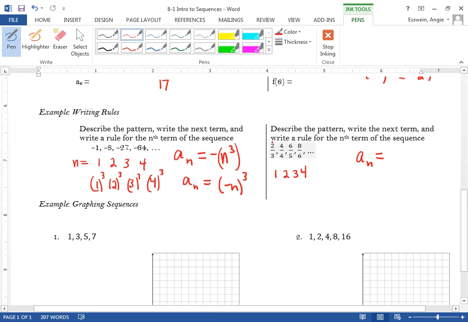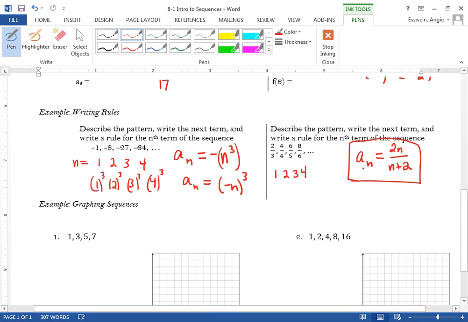How do we go from 1 to 2, 2 to 4, 3 to 6, 4 to 8? We're multiplying by 2. So the numerator is taken care of. It's 2n. What about the denominator? 1 to 3, 2 to 4, 3 to 5, 4 to 6. What are we doing every time? Adds 2. We're adding 2 to the term number, so it's n plus 2. And that would be the answer.